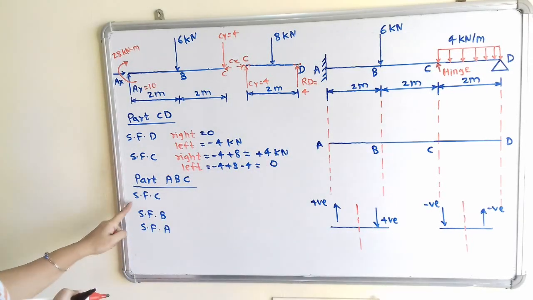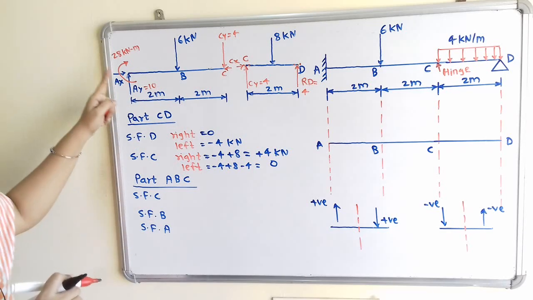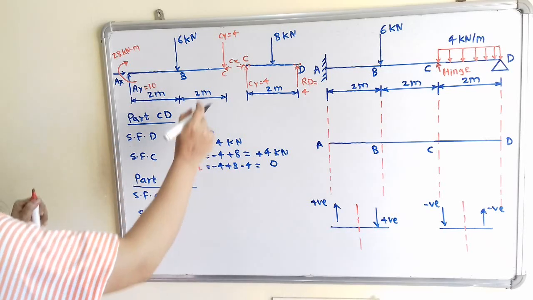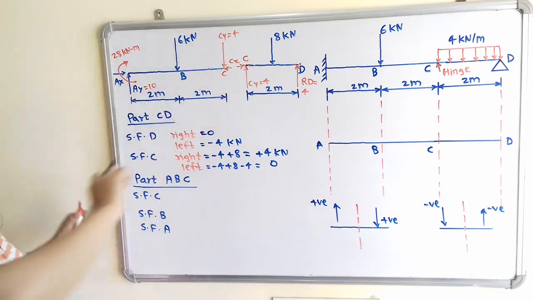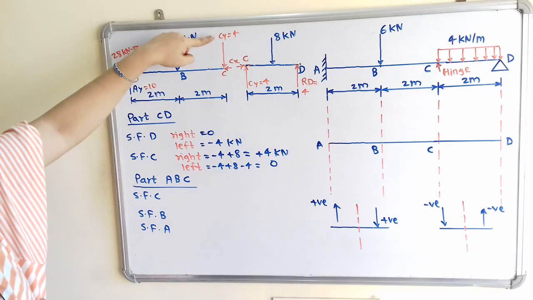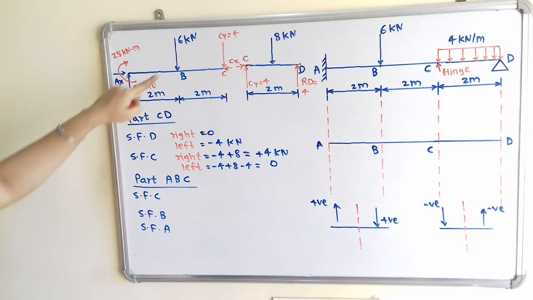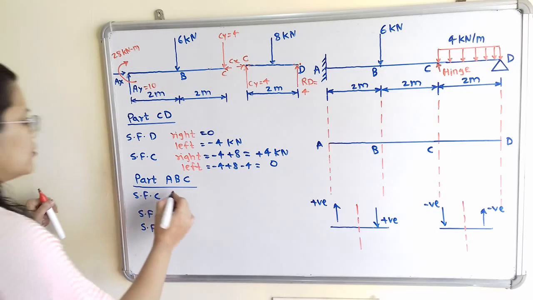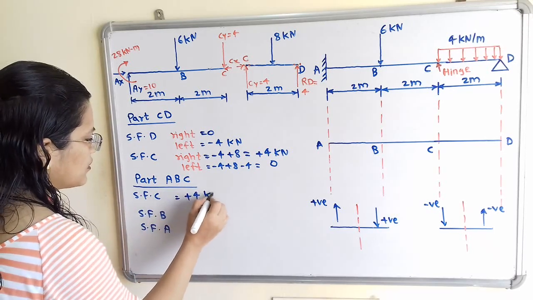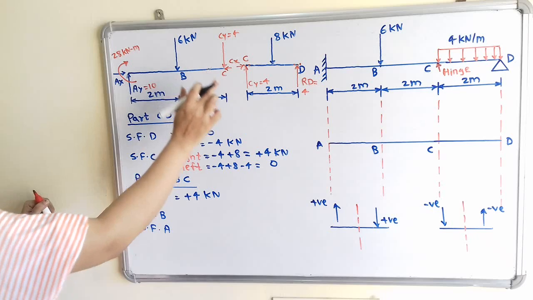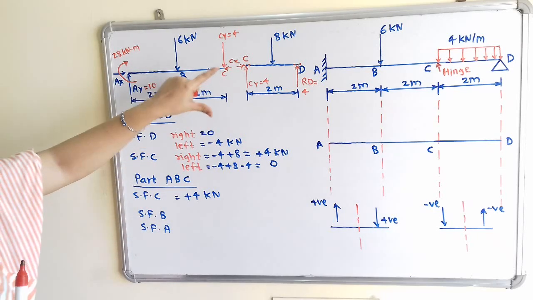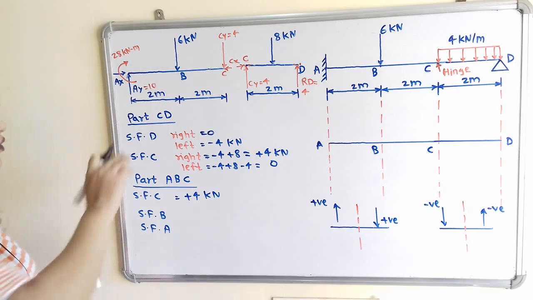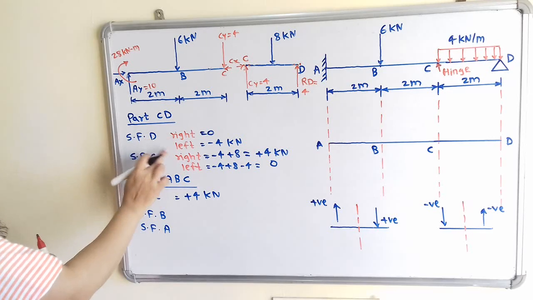Now we will move to the first part, that is ABC. Again we will select the point C. At point C, if we observe, there is only 1 point load and it is in downward direction. If the load is in downward direction, then use positive sign. So here plus 4 kilonewton. Now if we observe the points A, B, C in the first part, there is no uniformly distributed load and only point loads are acting at these points. So there is no need to take the right and left hand side.